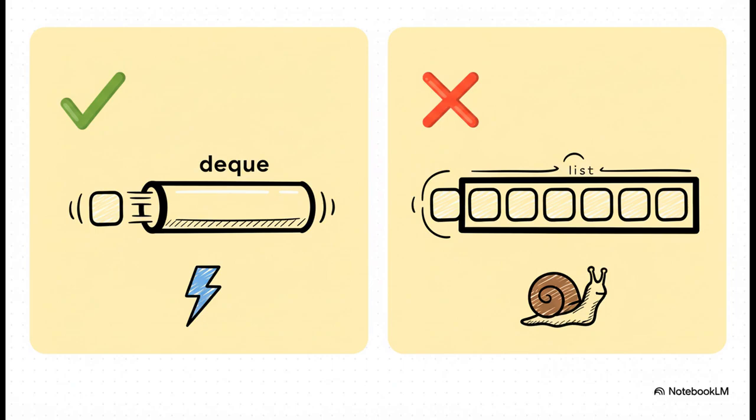Okay, here's a pro tip, especially for you Python developers out there. You might think, oh, I'll just use a list for my queue. Don't do it. Popping from the front of a list is incredibly inefficient. It's an O(n) operation because every single other element has to shift over. The right tool is a deque from the collections library. It's designed for this exact job, giving us that beautiful O(1) performance.